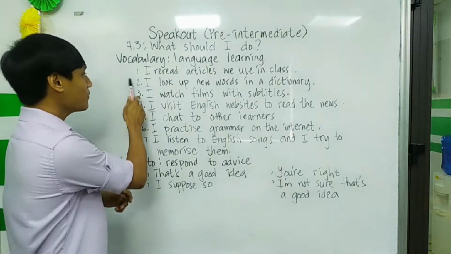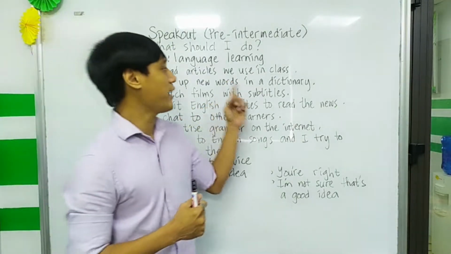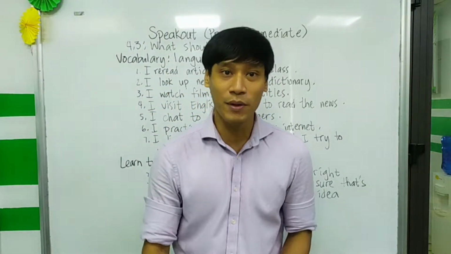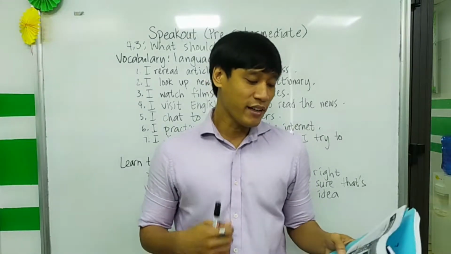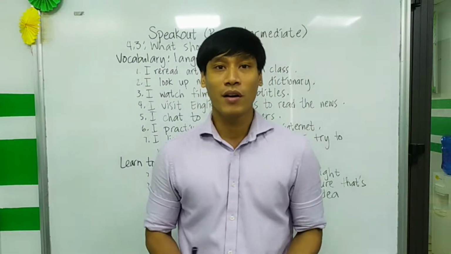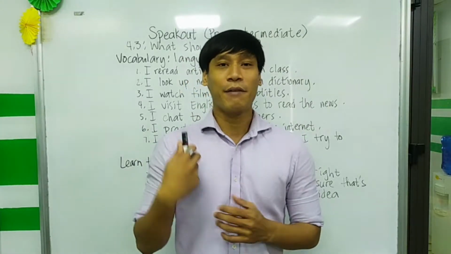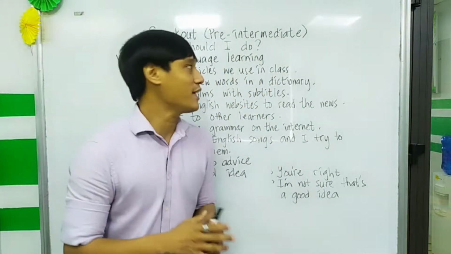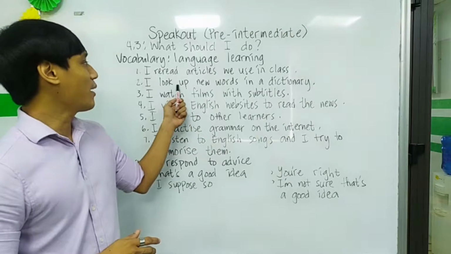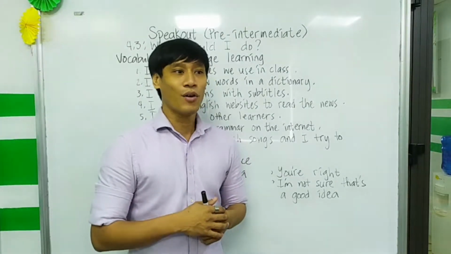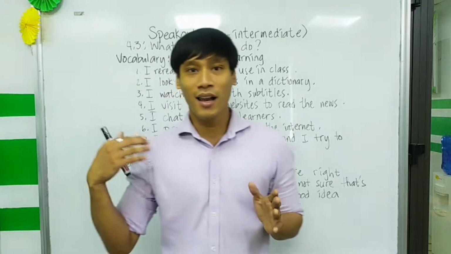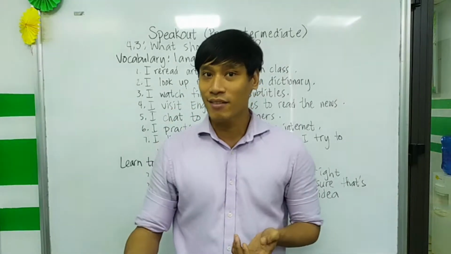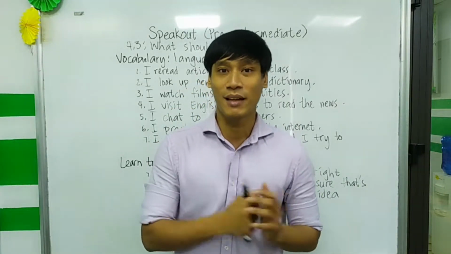Okay, so next one. I look up the new words in a dictionary. Okay, so that is letter A in your book, and it means find information in a book or on a computer. Okay, of course, every time you learn a new word or expression or phrase and you don't understand it, you need to search it. Look up new words. Okay, you need to search it, or you need to try to read a lot and then try to learn new words every time. Okay, and don't forget to write it down. Okay, or try to type it down so that you will not forget.